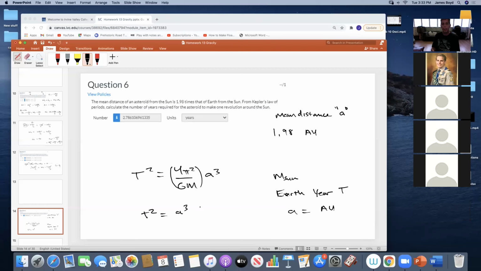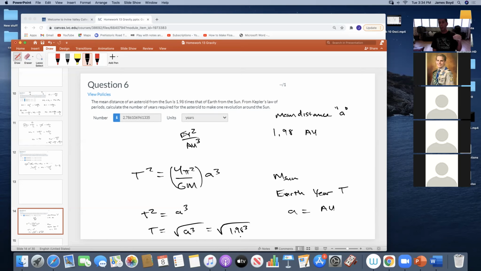We can completely ignore the constants because the conversion, Earth years squared over AU cubed, ends up being 1. Oddly enough. And so we're told what A is. So T is the square root of A cubed, but because T is asked for in Earth years and A is already in AU, this is just 1.98 cubed. Let me run that really fast. And you get about 2.8786 Earth years.